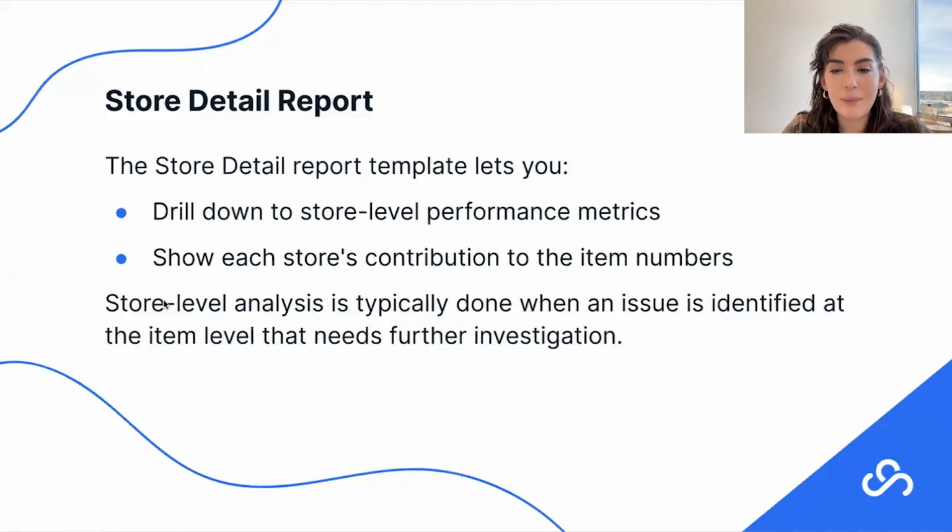Store level analysis is typically done when an issue is identified at an item level and then needs further investigation. So just kind of understanding where is this item having issues? Are we not understanding the replenishment cadence? Is it getting caught up in specific codes? Do we know that this item has received a lot of shortage issues? Is it back to the DC? So this is going to really help you start to diagnose different issues.